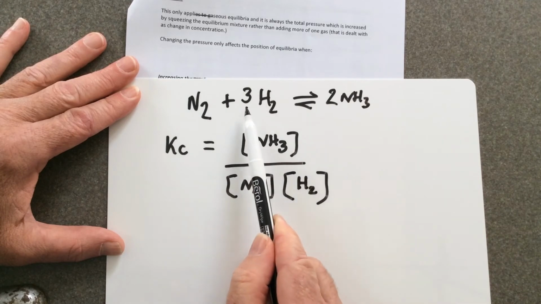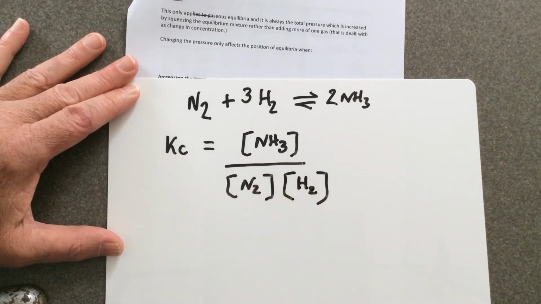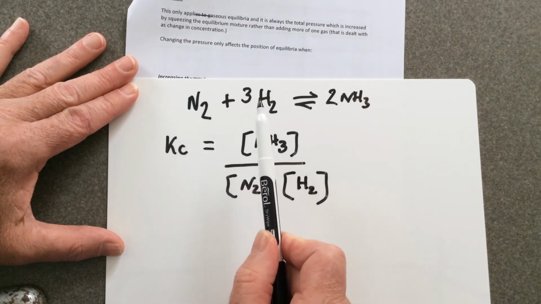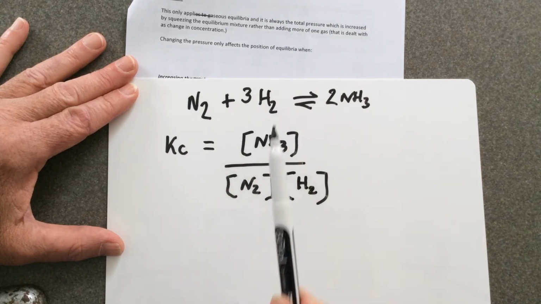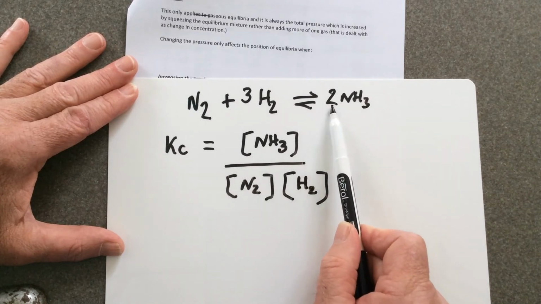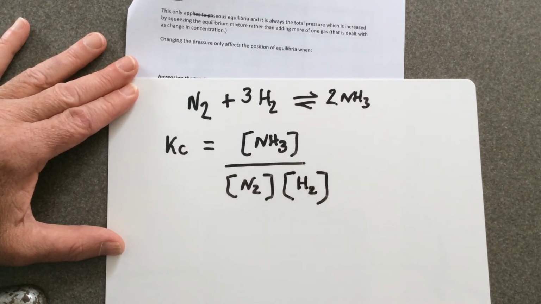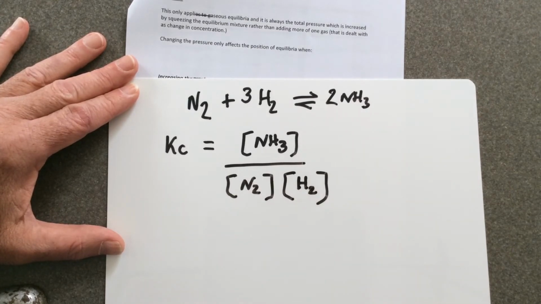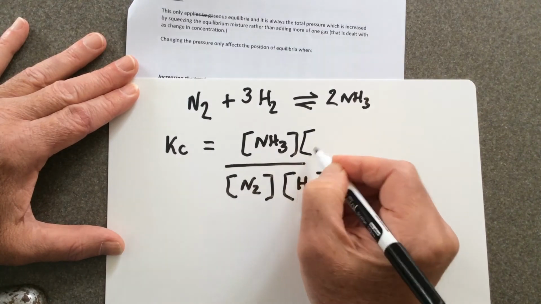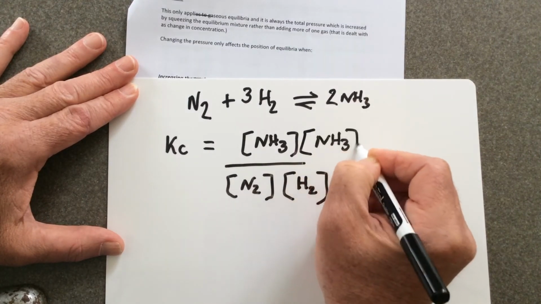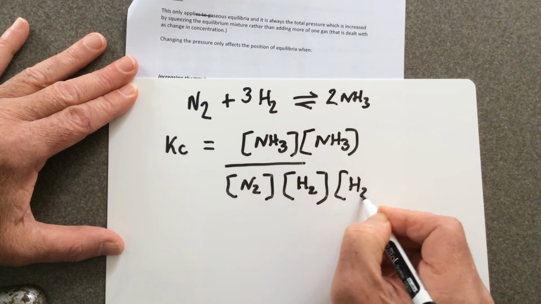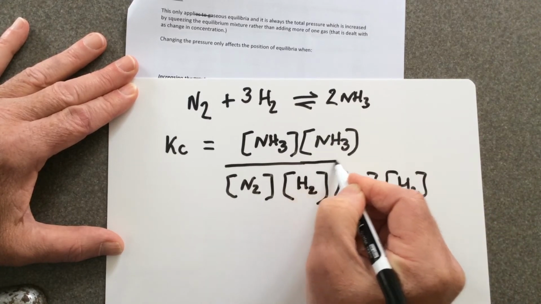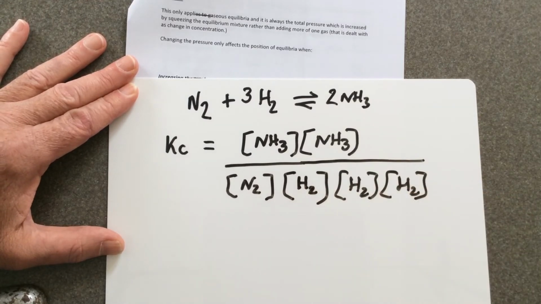What about these numbers? Because what we're really saying is 1 lot of nitrogen reacts with 3 lots of hydrogen to make 2 lots of ammonia. We have to take these numbers into account. What I should really be writing is this, because I have to think about all of the products and all of the reactants.